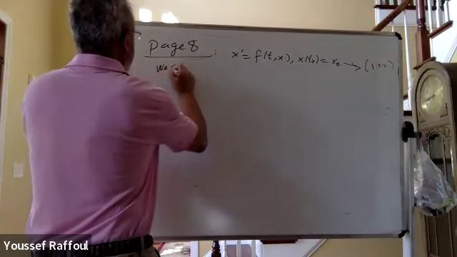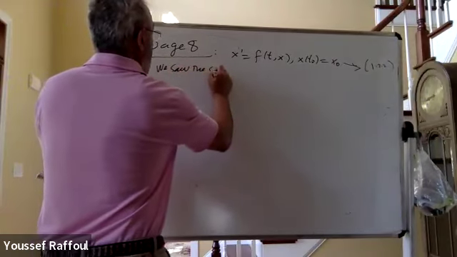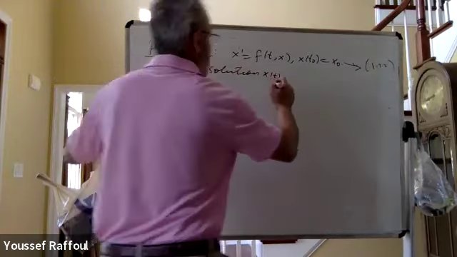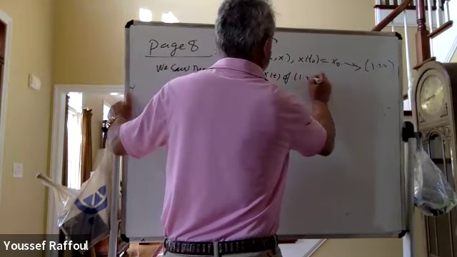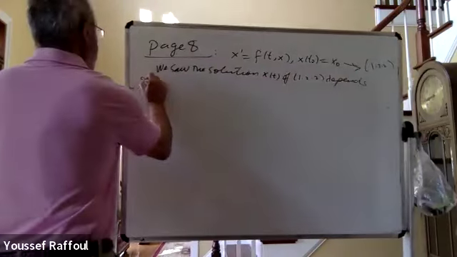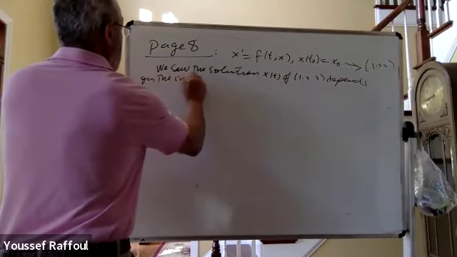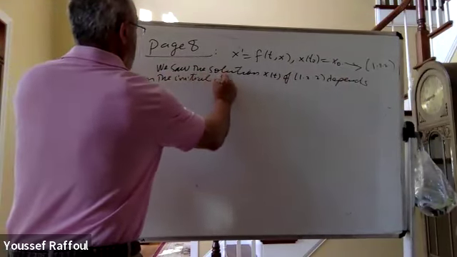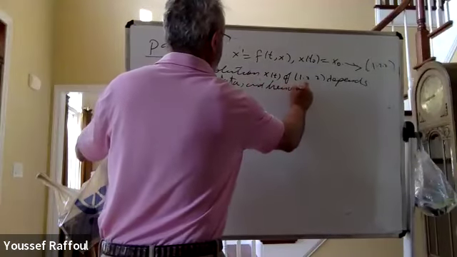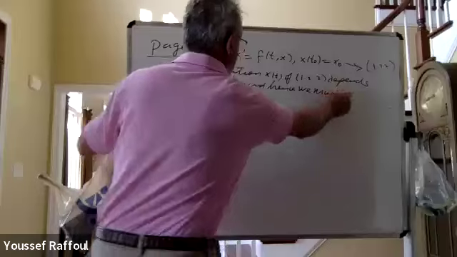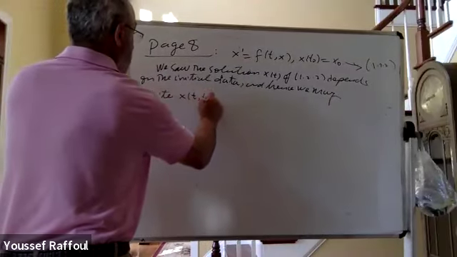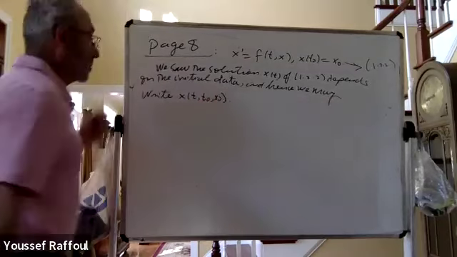So we saw the solution x(t) of 1.2.2 depends on the initial data. And hence, we may write x(t, t naught, x naught). Okay?